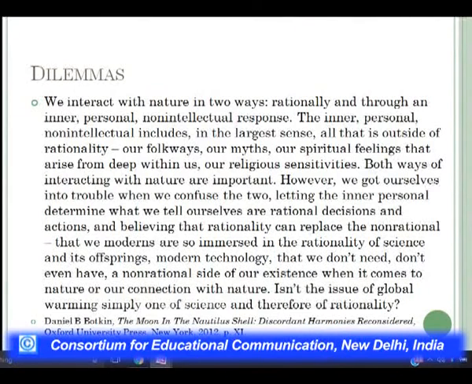But there are dilemmas for environmental historians, dilemmas for anybody who is trying to become a link between natural sciences and social sciences, simply because their tools are different and their concerns are different, though at a deeper analysis they seem to converge to a great extent. Dilemmas, and once again I am borrowing from Daniel Botkin's book. It says that we interact with nature in two ways, rationally and through an inner personal non-intellectual response. And that is the difference.